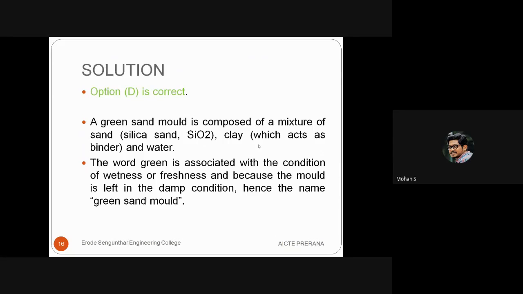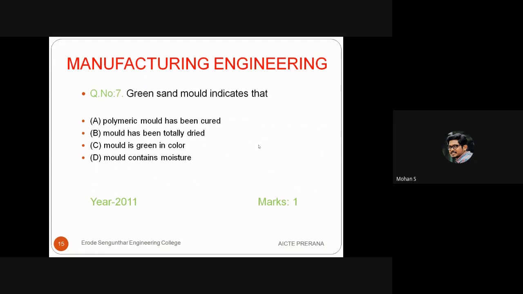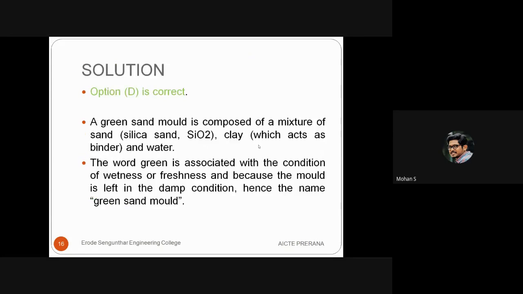I hope you can clearly understand. When this question comes in your question paper, you should definitely not get confused with other answers. If you see green sand mold on the question paper, what should come to your mind is that it should contain some amount of moisture. Note it down: green sand mold indicates that the mold contains some amount of moisture. That is the right answer. Okay, so next question.